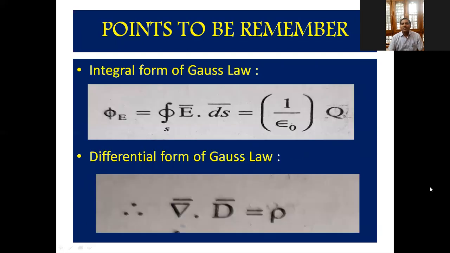The integral form of Gauss law is the closed surface integral of E bar dot dS bar equal to 1 by epsilon naught into net charge Q. The differential form of Gauss law, we mathematically express as del bar dot D bar equal to rho, or del bar dot E bar equal to rho by epsilon naught, where D bar is the displacement vector, D bar equal to epsilon into E, and rho is the volume charge density, that is, the charge per unit volume. From this expression, it is very clear that the divergence of the displacement vector is directly proportional to the volume charge distribution.